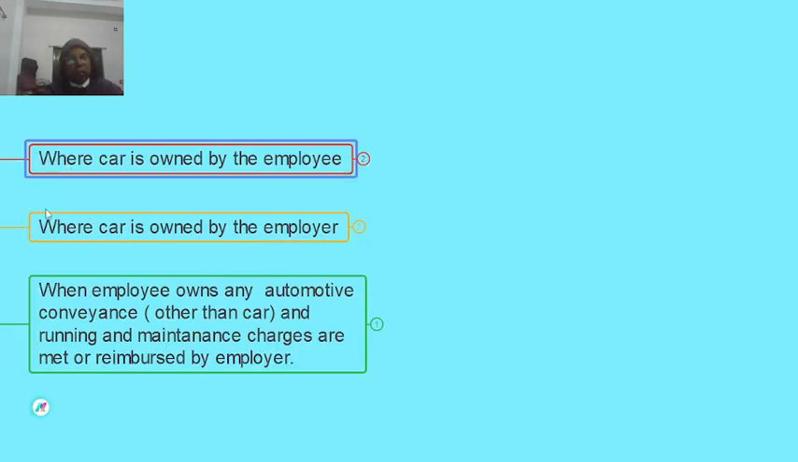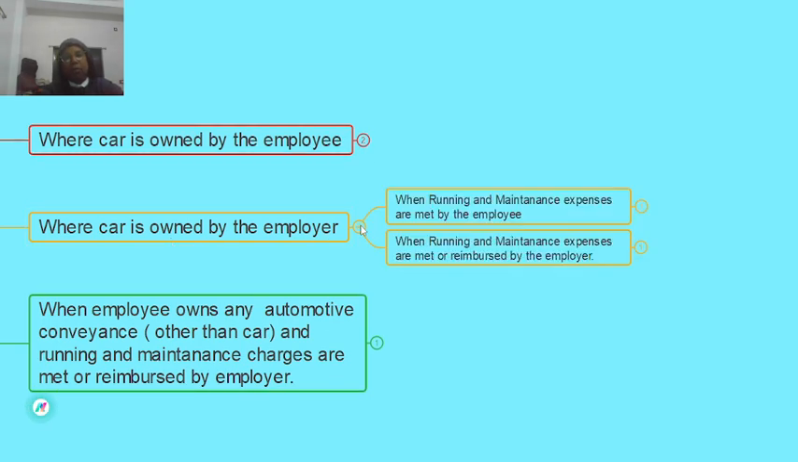And in case of that, if the car is owned by the employer. Previously, I have discussed that the car is owned by the employee. Now, where the car is owned by the employer, then the value of perquisite will be there when the running and maintenance expenses are made by the employee, or when the running and maintenance expenses are reimbursed by the employer. So, in the two different cases, we have to find out the value of perquisite.